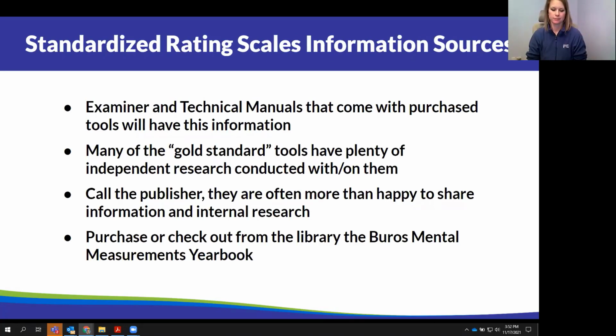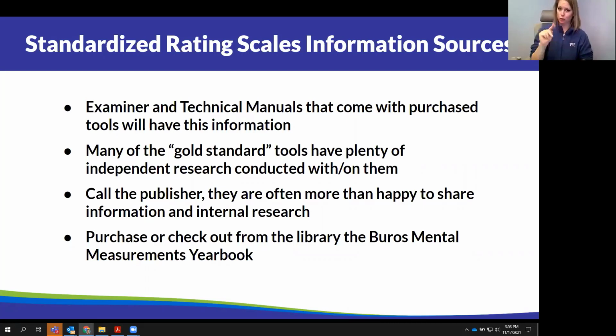And as promised, here are some resources where you can get information on the standardization and normative data on standardized rating scales. Every examiner and technical manual for rating scales will have the tools that you need to look at the normative data. A lot of tools have plenty of independent research conducted on them that looks at their validity and reliability with different demographic groups. Give the publisher a call or send them an email to their customer service line. They're often more than happy to share their internal data because they spend a lot of money validating and researching their own tools to make sure they're good tools.